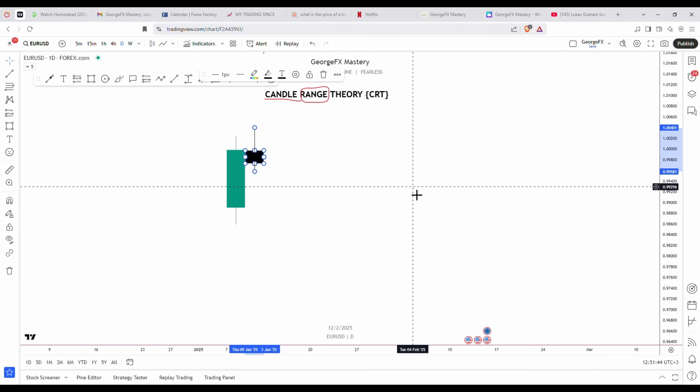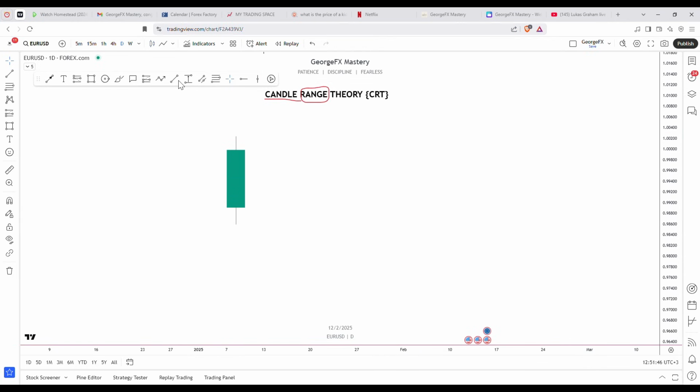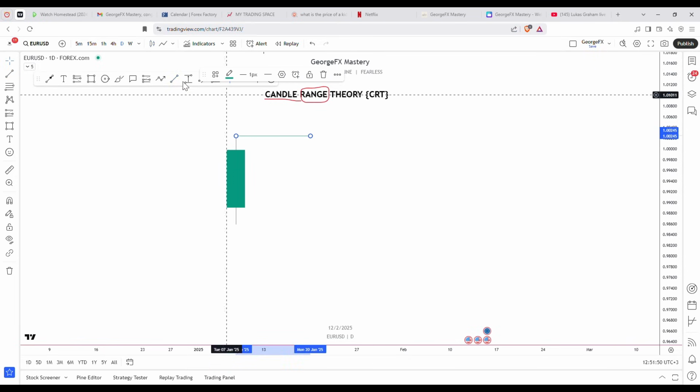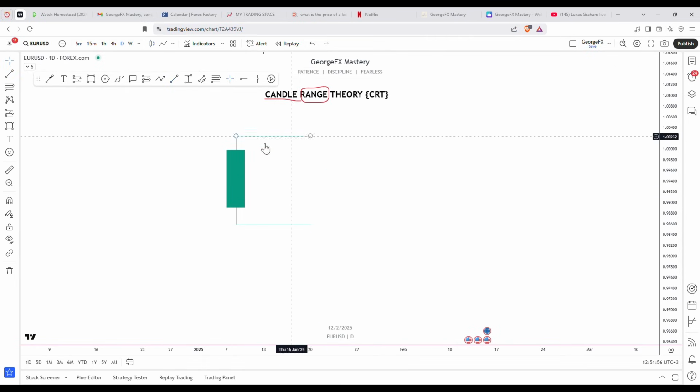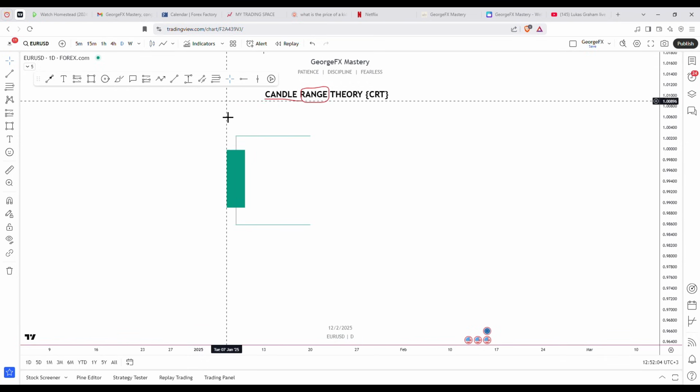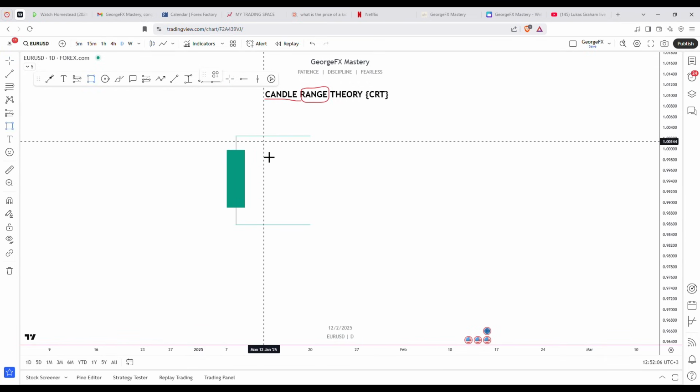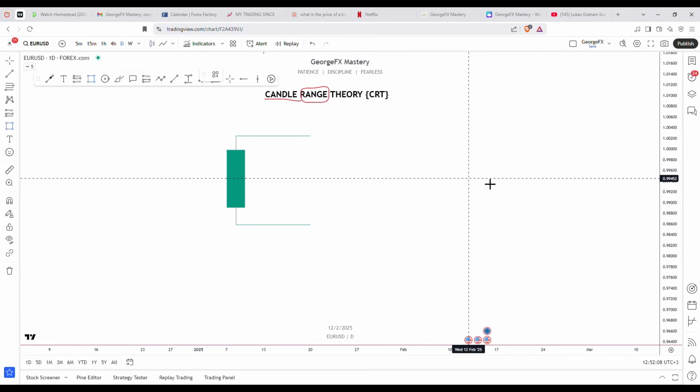I want you to follow me very keenly. So the buy side liquidity is going to be the high of this candle. That's why we're going to have the buy side liquidity, and then we're going to have the sell side liquidity at the low of this candle. So we're gonna wait to see price take out either the high or the low, and then we take a trade to the opposite one. So in this case, we are going to be expecting to see price take out the high of this candle.